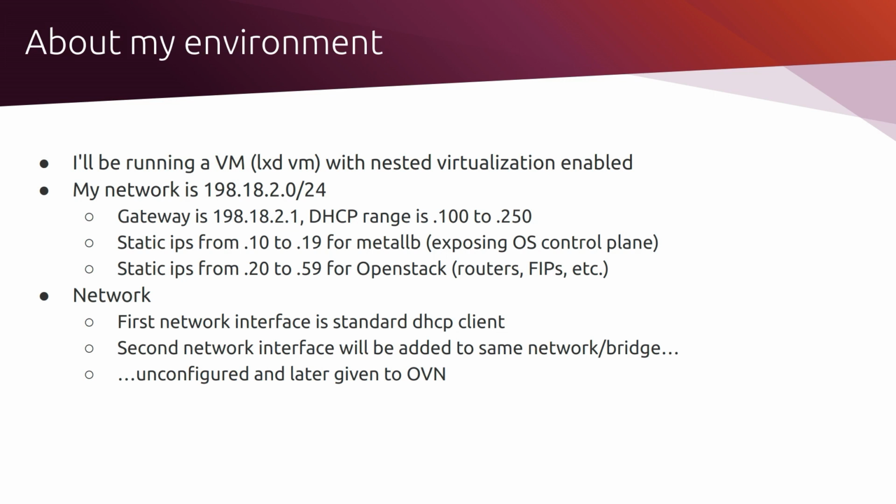And also I'll be using 2 interfaces inside the VM. The first one is a normal interface acting as a DHCP client. And the second one will be a non-configured interface that will be given to OVN later. And externally to the VM, that second interface is plugged to the same bridge as the first one. I need both interfaces because I cannot have OVN and the kernel using the same interface at the same time, even if I want both kinds of traffic to go to the same network externally. That's why I have 2 interfaces connected to the same bridge.